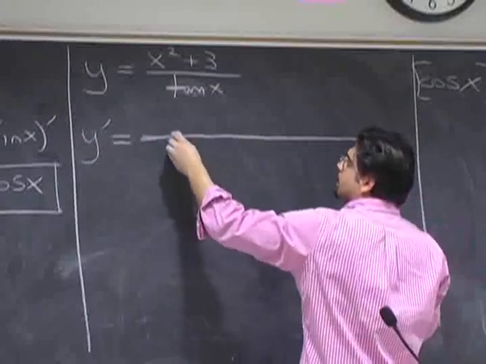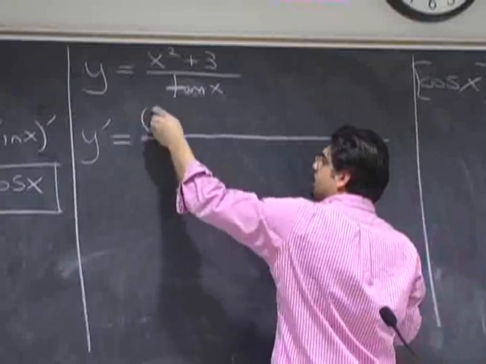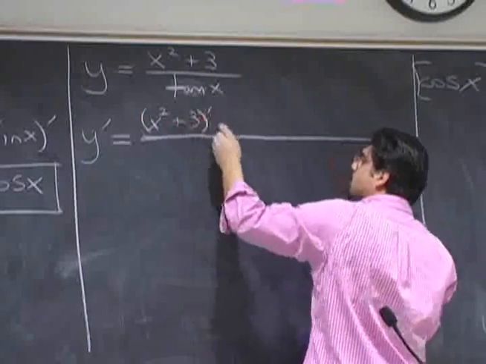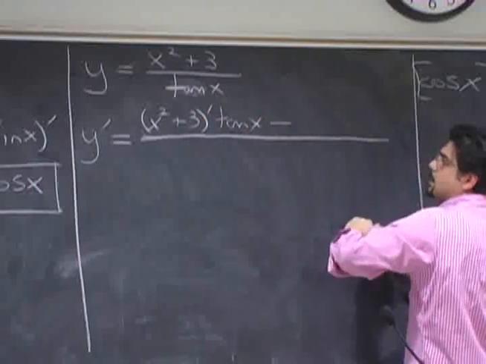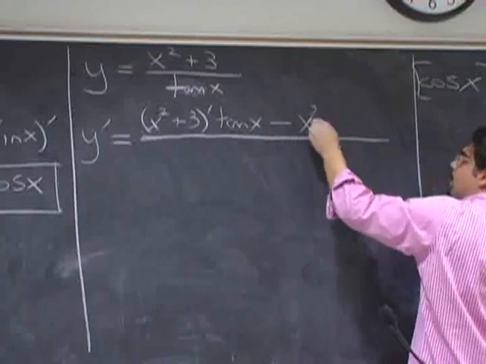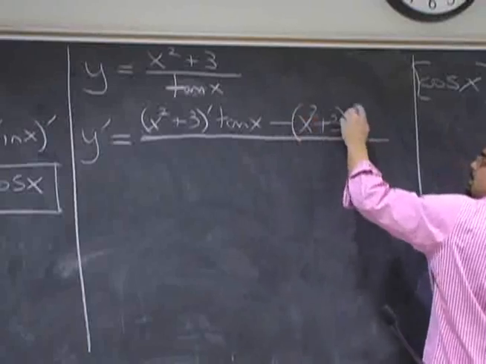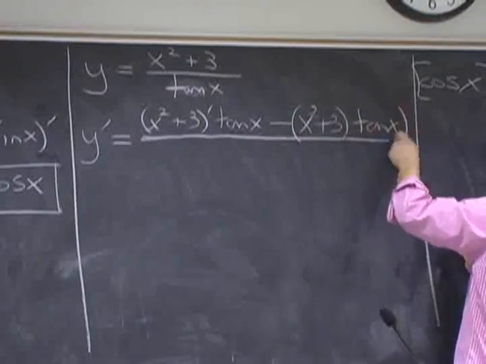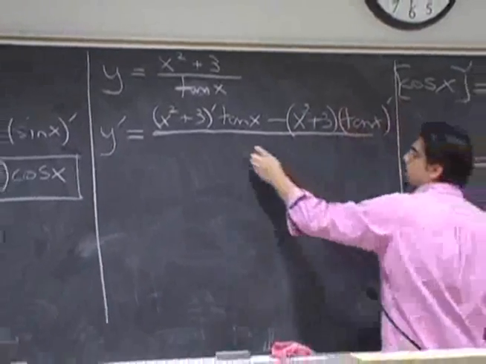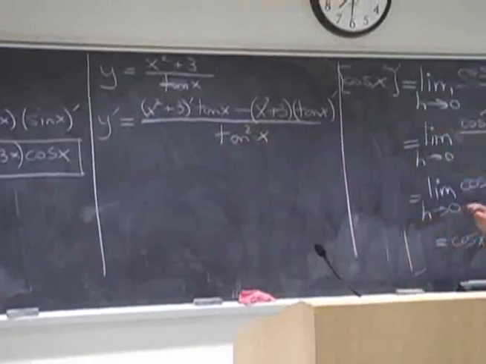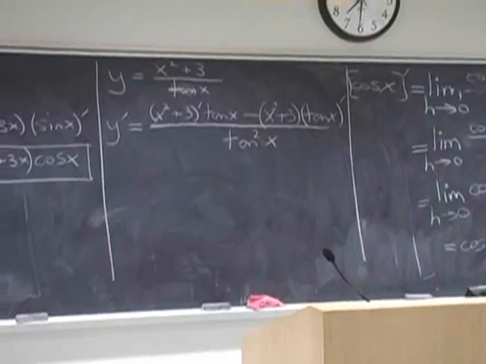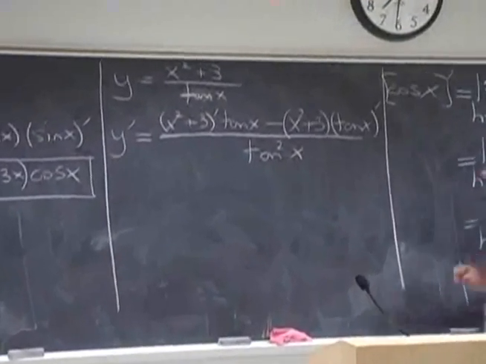Okay. So that would be the derivative of the numerator times the denominator minus the numerator times the derivative of the denominator over the denominator squared. Sounds good? Okay.